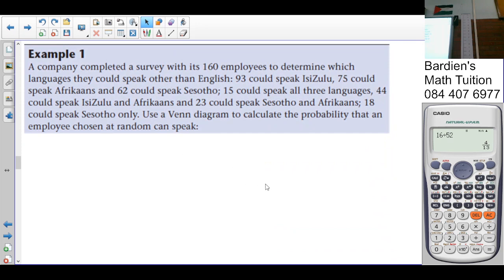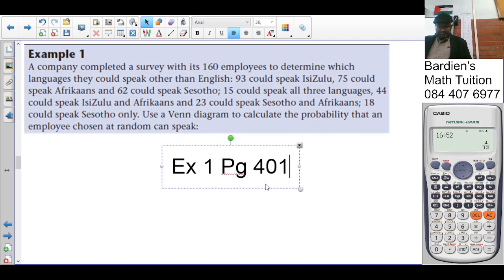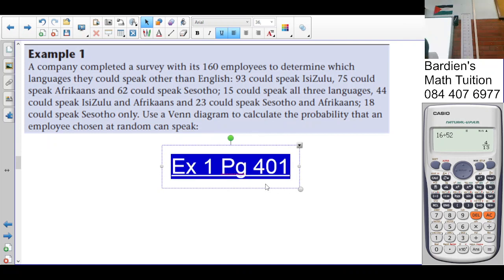This is example 1, on page 401. Example 1 on page 401.